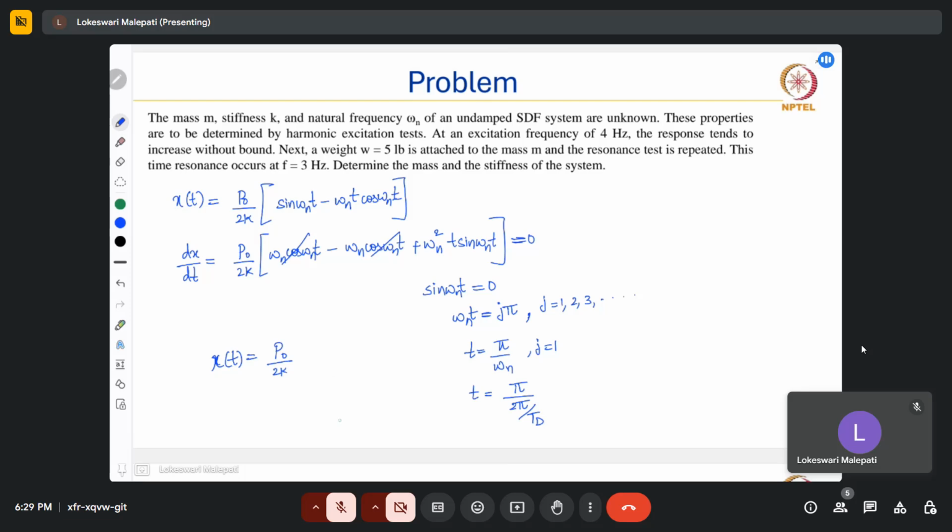So let's substitute this p naught by 2k, and this term will be 0 because sin pi is 0, and then here we have minus omega n times pi by omega n, and cos pi. Cos pi is minus 1. So here we have x of t is equal to p naught by 2k multiplied by pi.